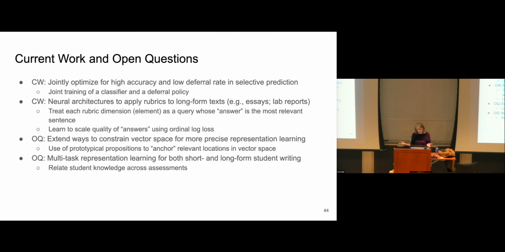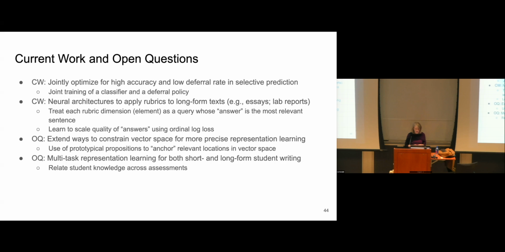So open questions that I'm interested in continuing to investigate are just ways to constrain vector space for more precise representation learning. In the projects here, the proposition is a very important unit. And so that's why I put use of prototypical propositions to anchor relevant locations in vector space. But I'm interested in pursuing that further so that we can take charge back from the learned representations and try to understand what they're doing by forcing them to do what we want them to do.